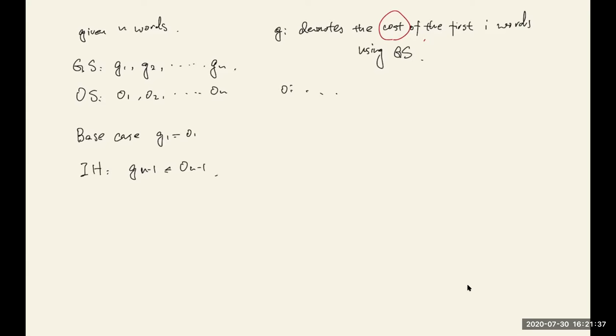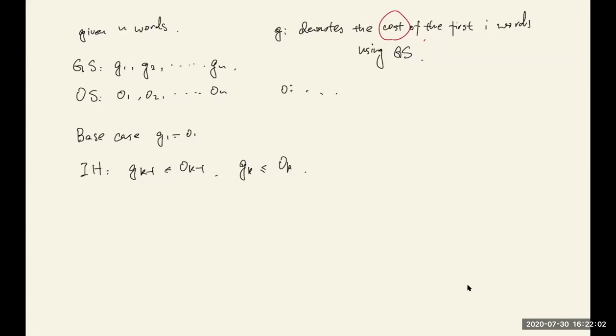So that means I should use GK less than OK minus 1, right? And we want to prove that GK is also less than O of K. That basically means the cost of the first K words using the greedy strategy is less than the cost of the first K words using other strategies, right? But can you prove that?